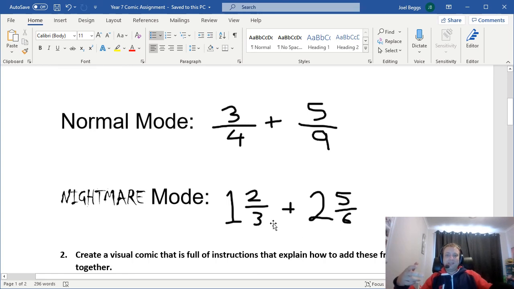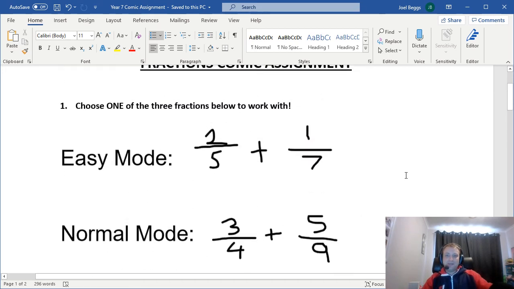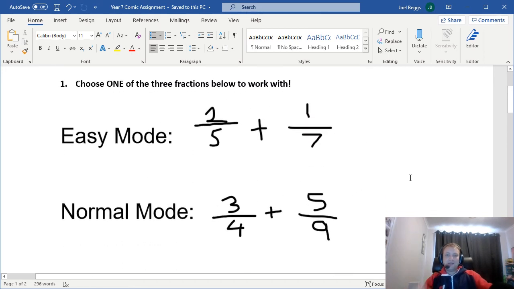And then if you just add the fraction parts together, there'll be an improper fraction in that, and you'll have to put that back into its mixed number format as well. So you can choose one of these three to do. Okay, you only have to do one of them.